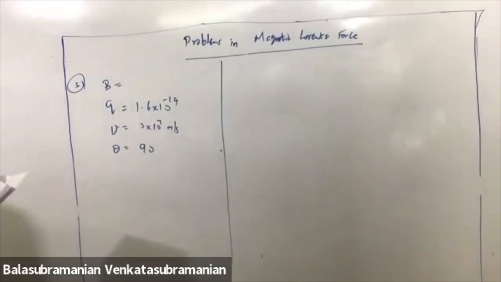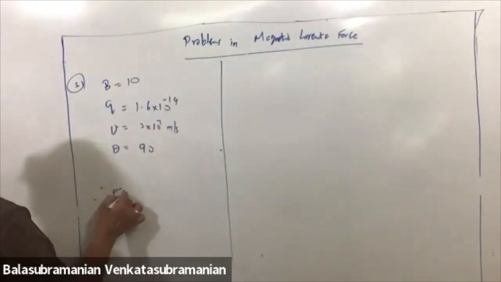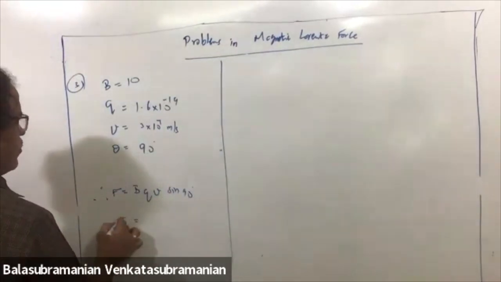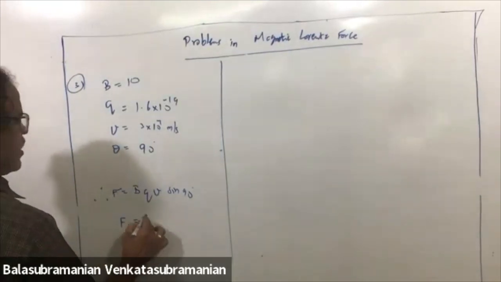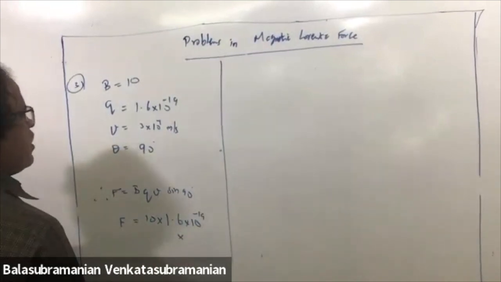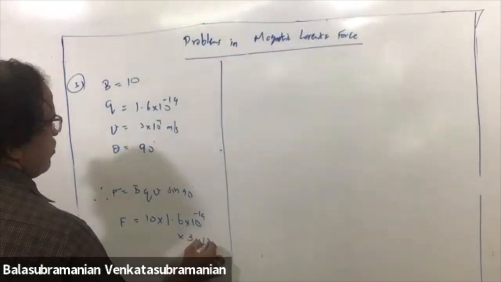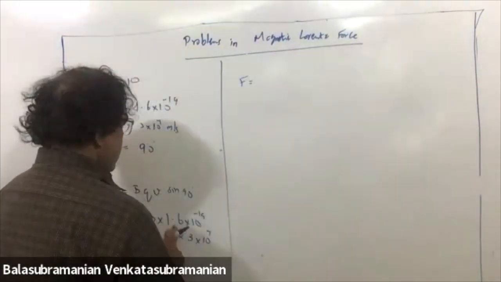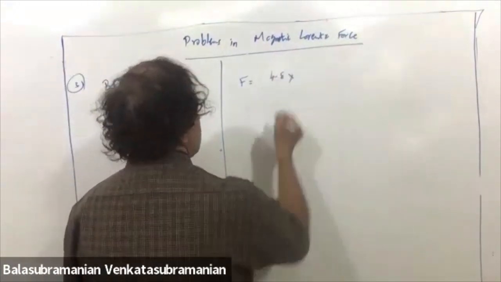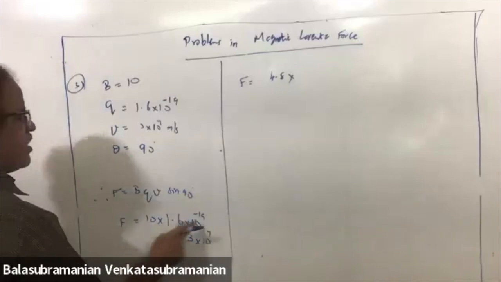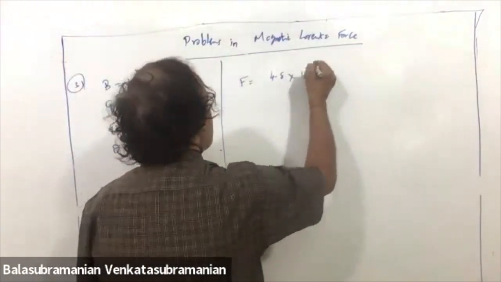B value, 10 Tesla. Therefore, F is equal to BQV sin 90. B is 10 Tesla. Charge 1.6 10 power minus 19. Velocity 3 into 10 power 7. So force will be 3 into 1.6, 4.8, 10 power 7, 10 power 8, 10 power minus 19, 10 power minus 11 Newton.